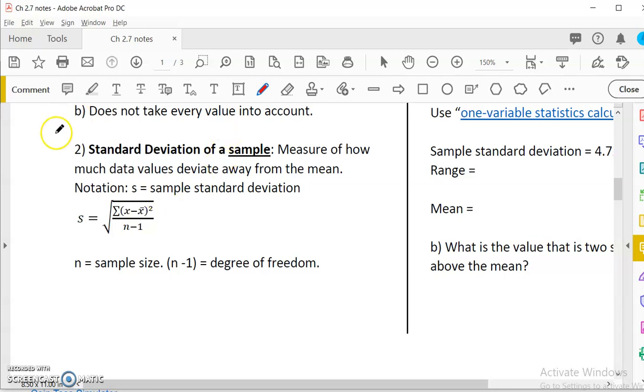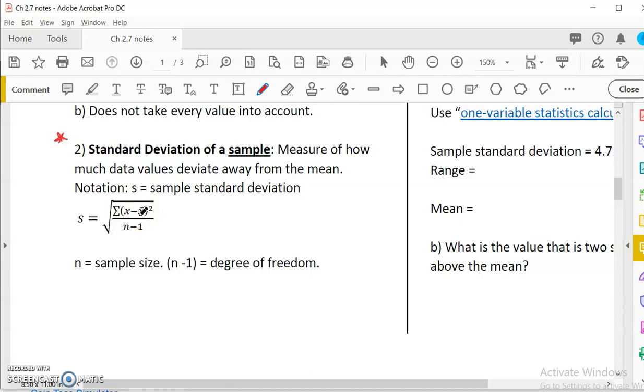The second one, which I told you is the most important one, is standard deviation. If you are to calculate the standard deviation of a sample, the formula is like this. s is the square root of something. What is this something? First, you take each data value and subtract the mean.